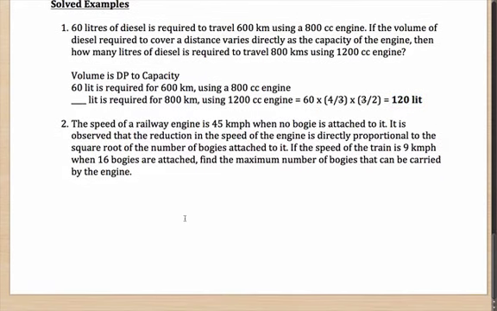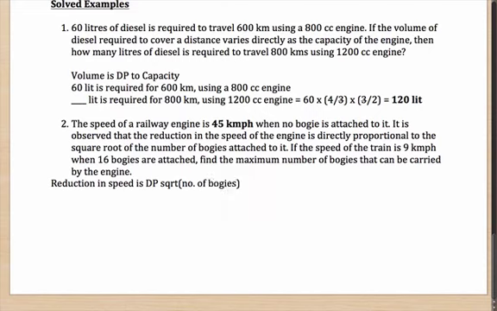The speed of a railway engine is 45 kilometers per hour when no bogie is attached. Okay, so your default speed is 45 kilometers. It is observed that the reduction in speed is directly proportional to square root of the number of bogies attached. Okay, so that is one information that I have.